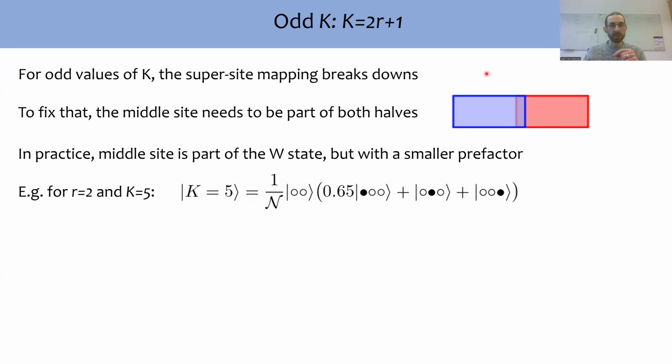And now our initial state, which is supposed to mimic the null state, looks a bit like before. The first half is non-excited, the latter half is excited, and the middle one is half excited because it's part of both. So it's within the W state of the latter half, but with a smaller prefactor. If you look at the occupation density: 0 occupation, maximal occupation, and somewhat half occupation. This is a pretty simple ansatz, but it actually works quite well.